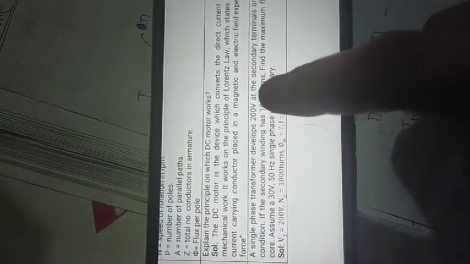Next, single phase transformer. Question from transformer, very simple. A single phase transformer develops 200 volt at the secondary terminal at no load condition. If the secondary winding has 1000 turns, it corresponds to the EMF equation. No load means it is like your EMF equation. Clear? No load means there will be no current.